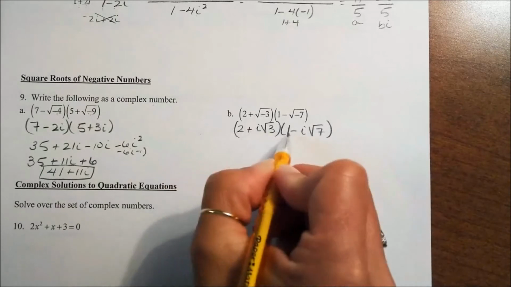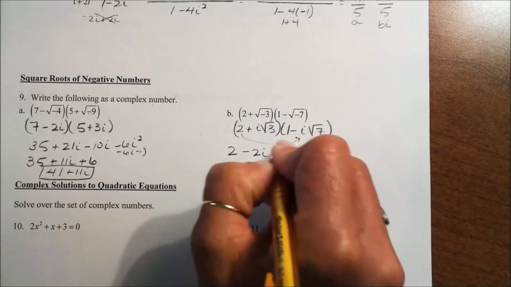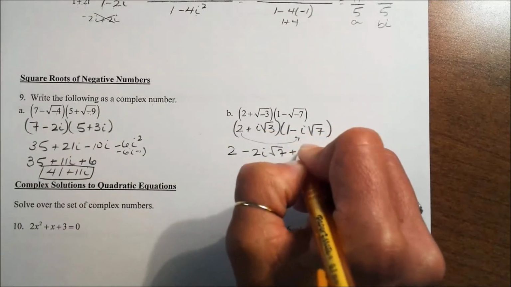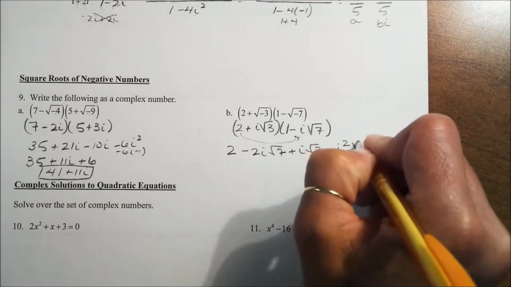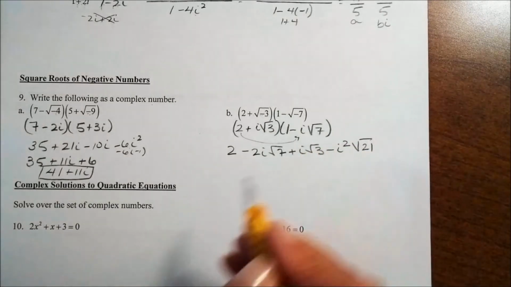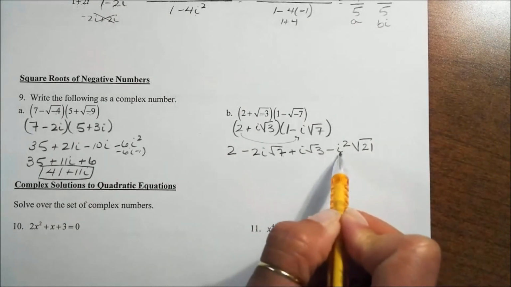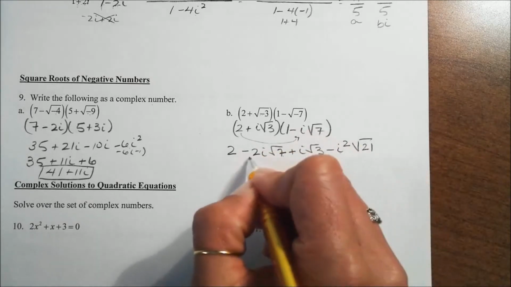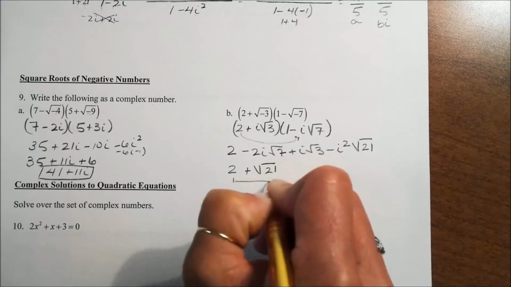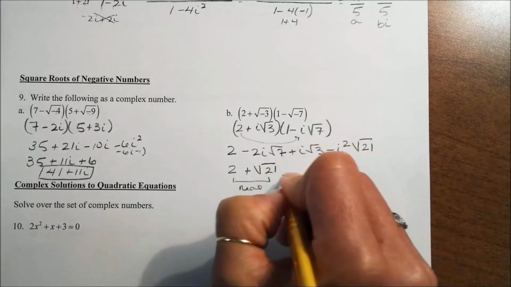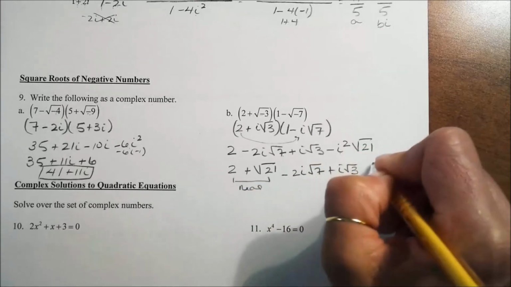Now you FOIL. 2 times 1 is 2. My outer is minus 2i square root of 7. My inner is plus i square root of 3. And my last would be minus i squared square root of 21. These are not like terms, so you cannot combine them. This becomes a real number, so it needs to move up front. 2 plus the square root of 21, these are both real, minus 2i square root of 7 plus i square root of 3. This is your final answer.